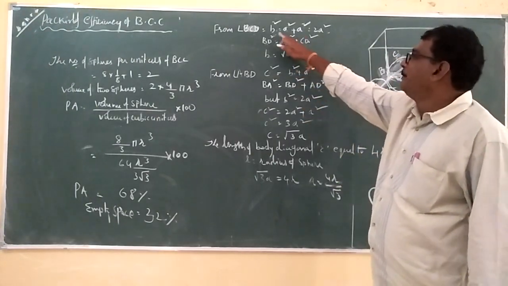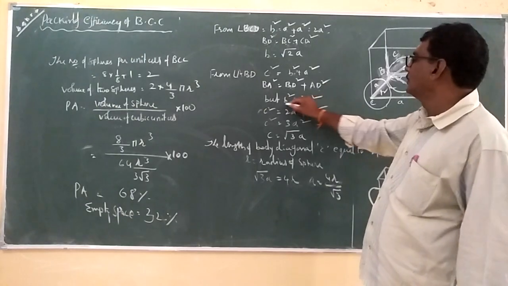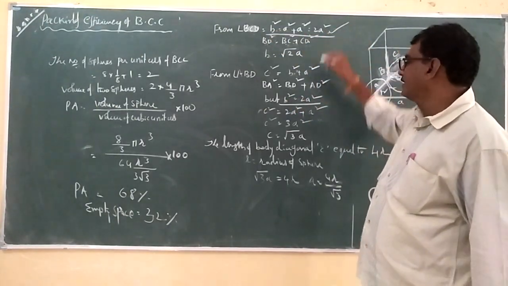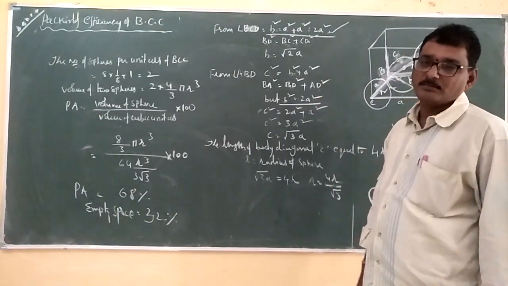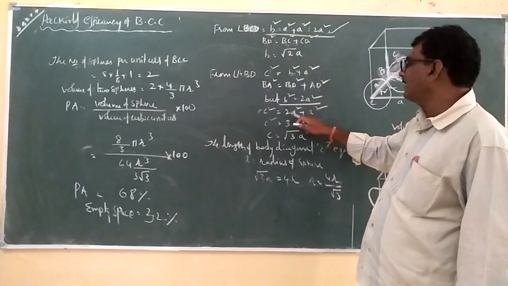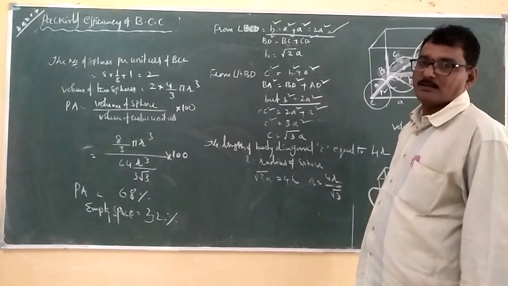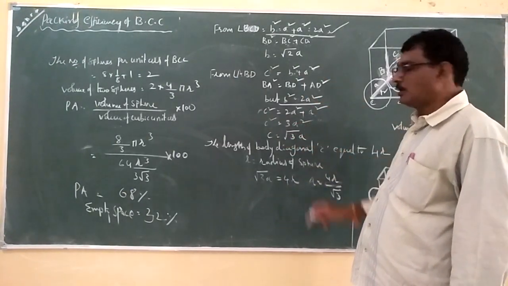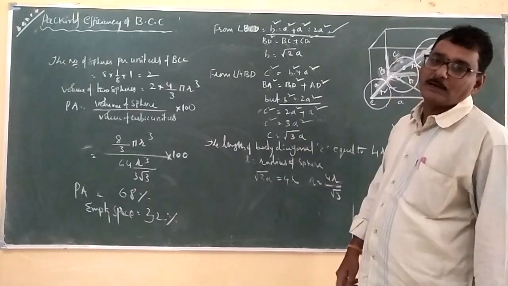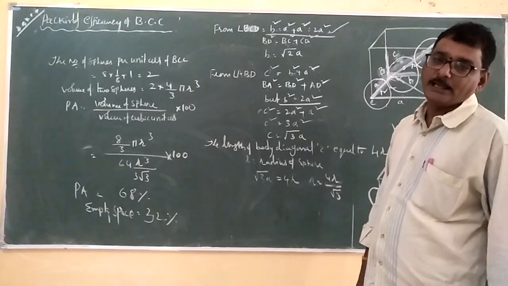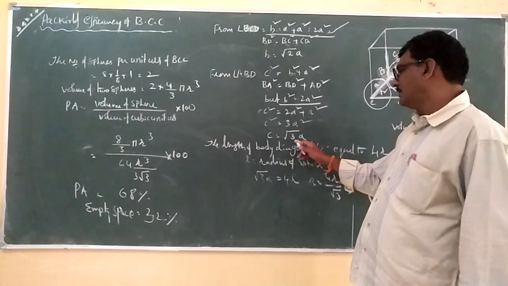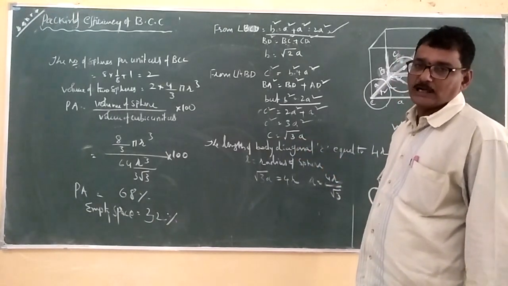But here B square is equal to 2A square according to this one. That implies C square is equal to 2A square plus A square. Therefore C square is equal to 3A square, so C is equal to square root of 3 into A. What is the C? It is equal to square root of 3 into A.